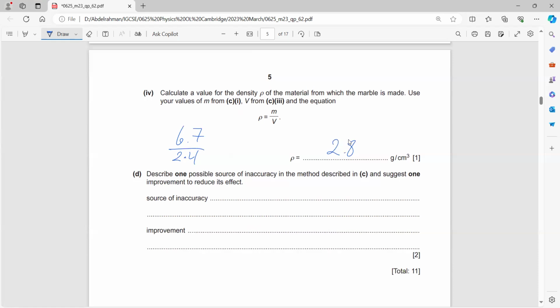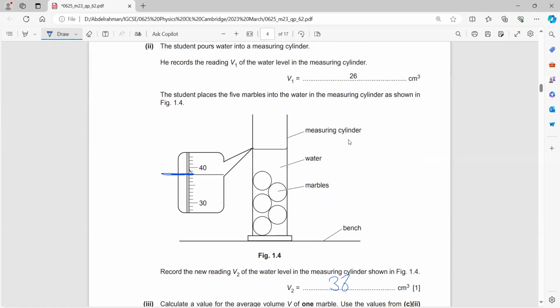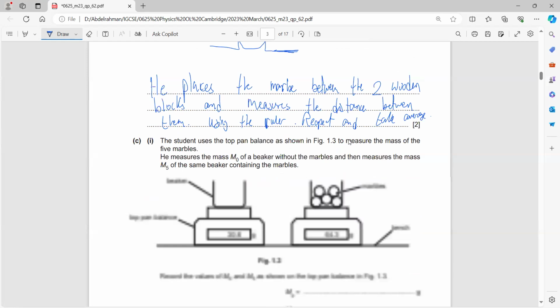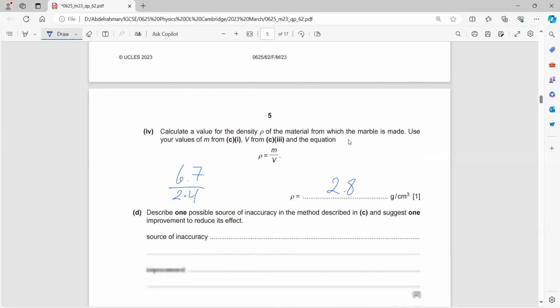Describe one possible source of inaccuracy in this method and suggest an improvement to reduce its effect. One possible source of inaccuracy in this experiment. What did we do? We placed the marbles in some water. What could be one possible source of inaccuracy?